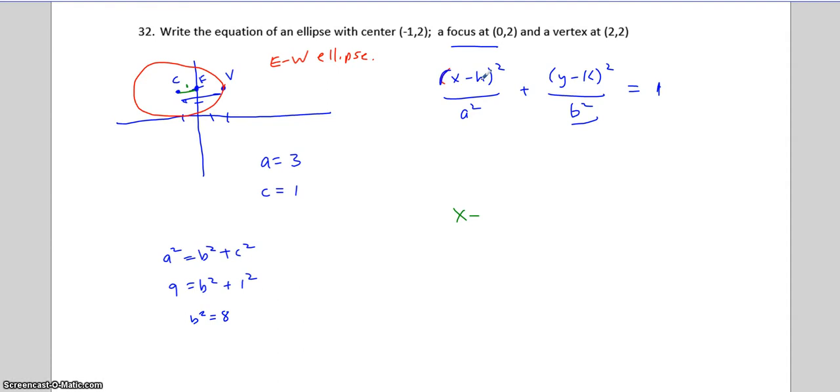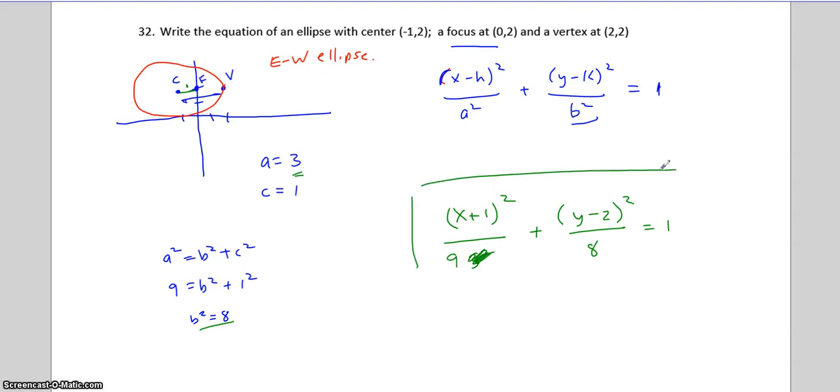X minus h is going to be plus 1 because we have the x-coordinate of the center. A squared here is 3, so we're going to do 3 squared plus y minus k. The y-coordinate of the center is 2, so we subtract 2 here. We've solved for b squared, which is 8, equals 1. And just to make this look nice and uniform, I'm going to change that to a 9, 3 squared. And that would be the equation of this ellipse.